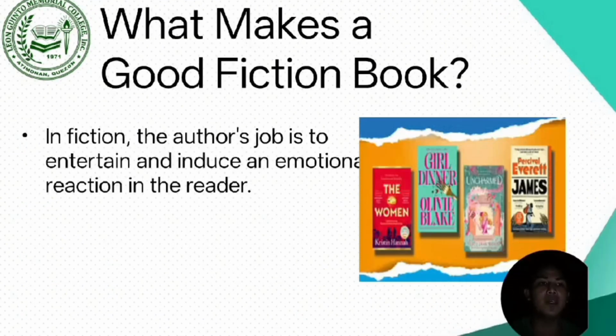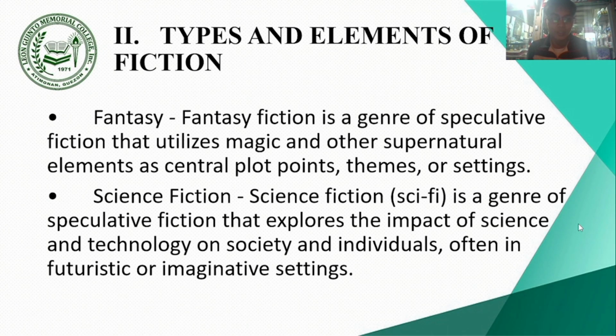The next is what makes a good fiction book. In fiction, the author's job is to entertain and induce an emotional reaction in the reader. So a good fiction book is one that makes readers feel something. It entertains them, makes them imagine, and keeps them excited to know what happens next. The main goal of a fiction writer is to make the readers enjoy the story and feel connected to it. And now I will be discussing the types and elements of fiction.